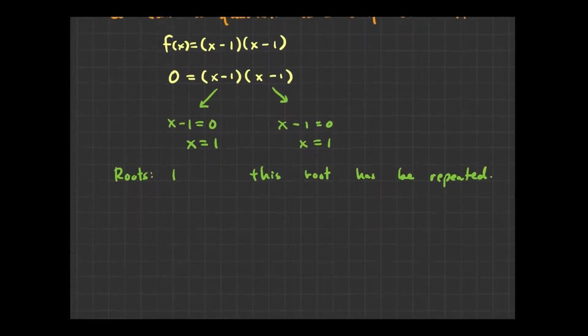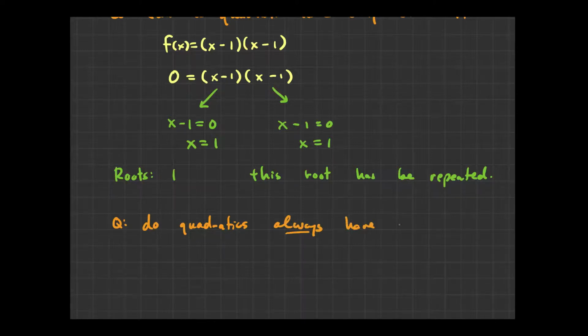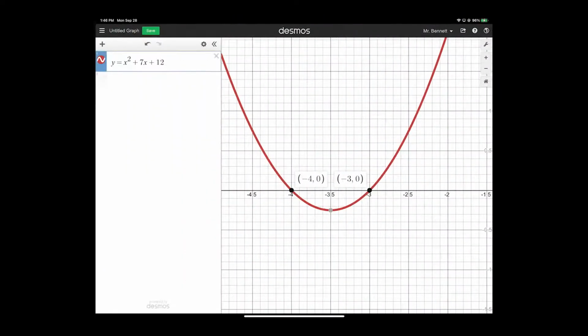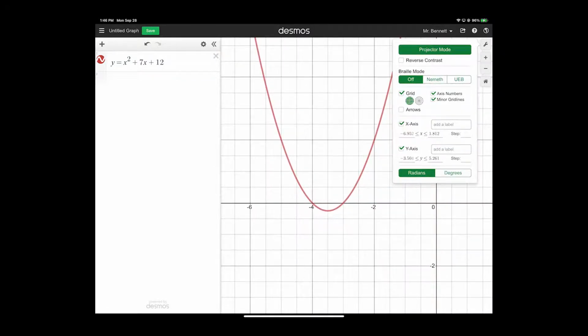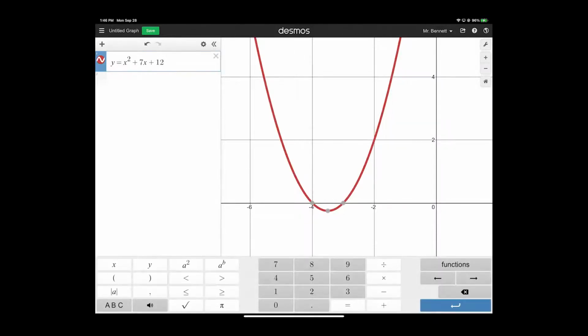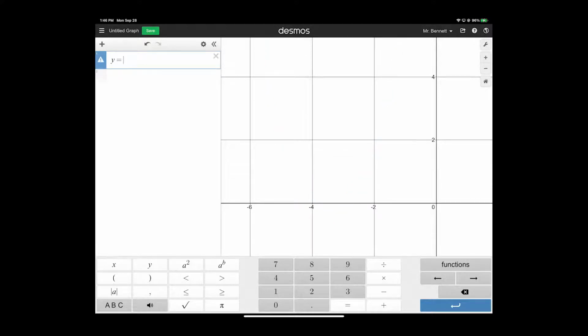What about this? Okay, here's another question. Do quadratics always have roots? Like, is it possible for a quadratic not to have a root? And let's just take a look at this graph here. I'm gonna sort of hit fast forward a little bit. I'm gonna show you, and I don't expect you to fully understand this. You're not expected to write any of this down.